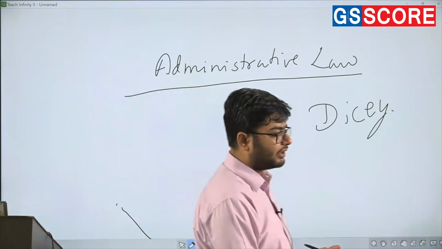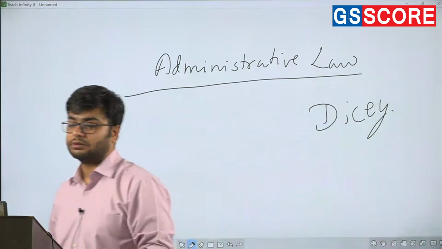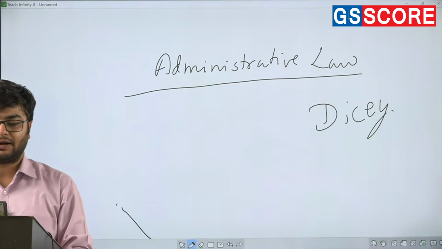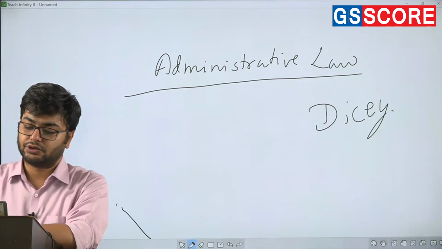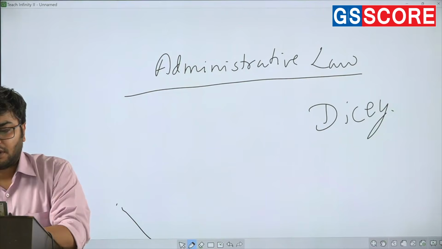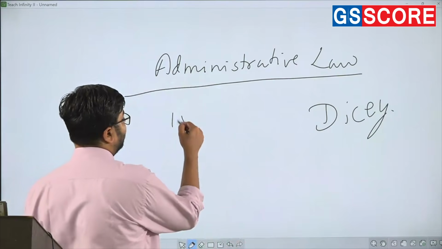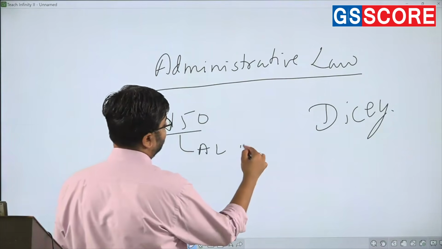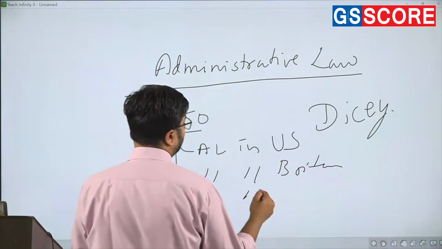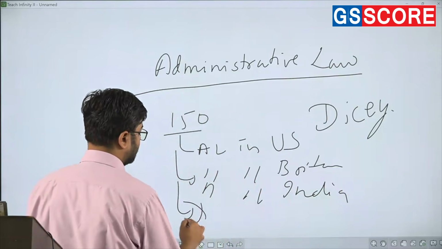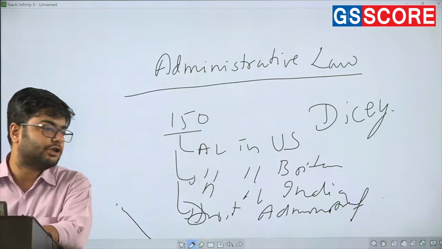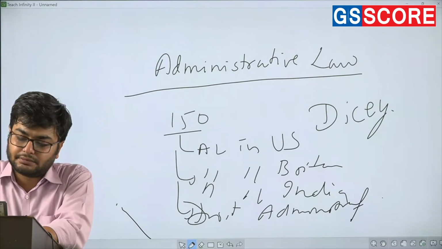So the sources of administrative law include the constitution, laws, charters, resolutions, ordinances, rules and regulations, orders and directives, judicial decisions. Now write 150 words on each: administrative law in US, administrative law in Britain, administrative law in India, and Droit administratif. You know Droit administratif, France.